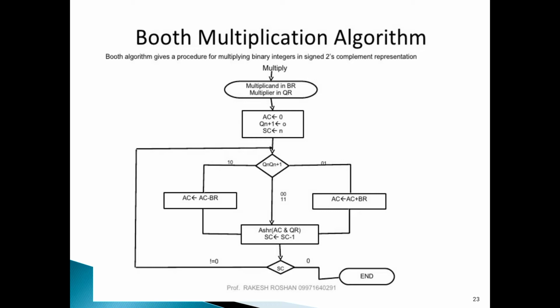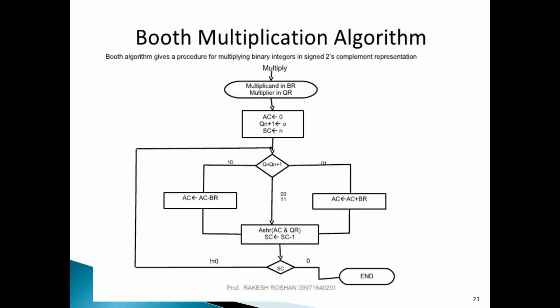Don't worry about how to calculate QN plus 1. Already you know what the QN value is. To find QN plus 1, take the previous significant bit of the multiplier. Is it clear to all of you? Yes, coming to the point.